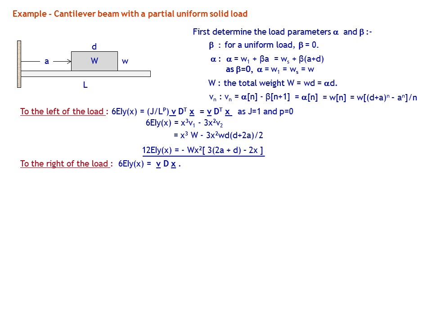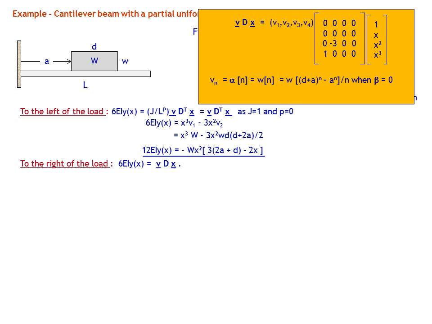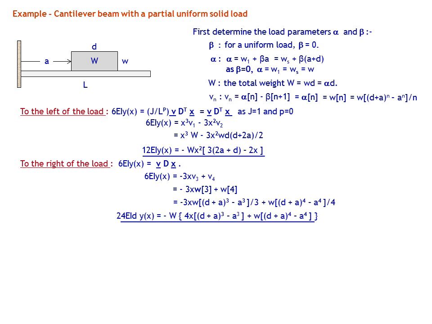To the right of the load vector U is equal to load vector V, and so the deflection equation for this region reduces to 6EI y of x is equal to V dx. We can see that the bending matrix D for a cantilever beam has zeros in the first two rows, so that only V3 and V4 contribute. The result is minus 3x V3 plus V4. Writing this first in compact form, then expanding and simplifying, results in the final form of the deflection equation to the right of the load. I won't bother reading through this as it's too long, but you can see the result.